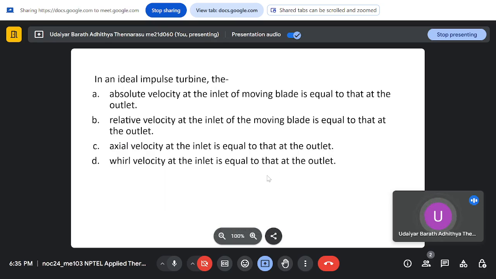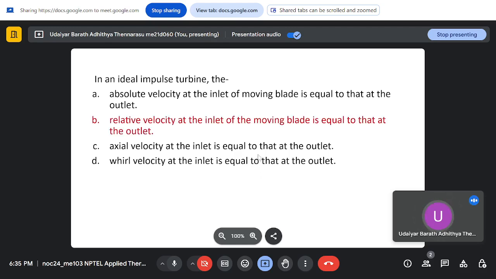So with that we will move on to some problems and MCQs. Starting with: in an impulse turbine, four statements are given, and we need to state which one is true. Absolute velocity at the inlet of the moving blade is equal to that at the outlet. Relative velocity at the inlet of the moving blade is equal to that at the outlet. Axial velocity at the inlet is equal to that at the outlet. Whirl velocity at the inlet is equal to that at the outlet.